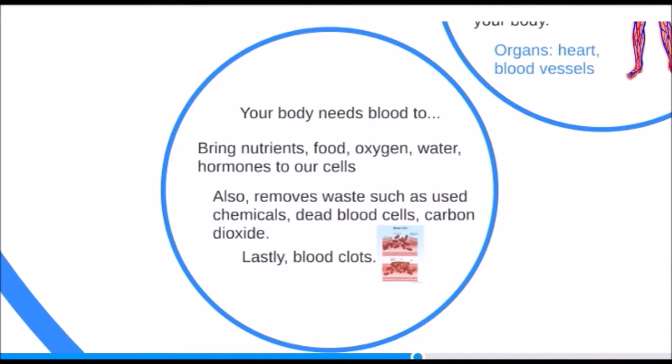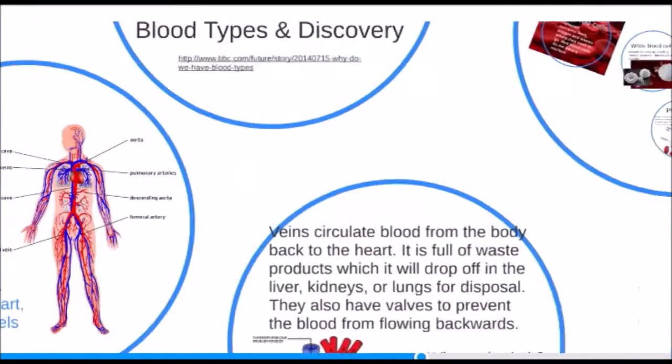So your body needs blood not just because it's a weird color and you just like to have liquids, but it brings nutrients and food. It brings oxygen and water and hormones to all of our cells. And then it also helps remove all those wastes that we need to get rid of. Bad chemicals or just used chemicals, dead blood cells. Most of your poop is actually dead red blood cells. You're welcome. And carbon dioxide. And then also there's blood clots that your body has to remove over time as well.